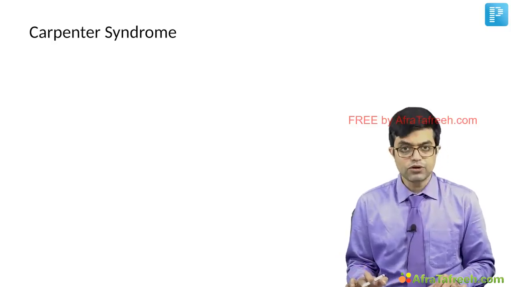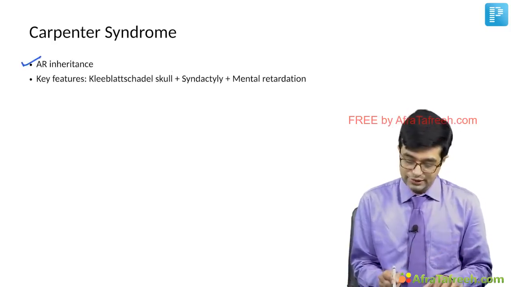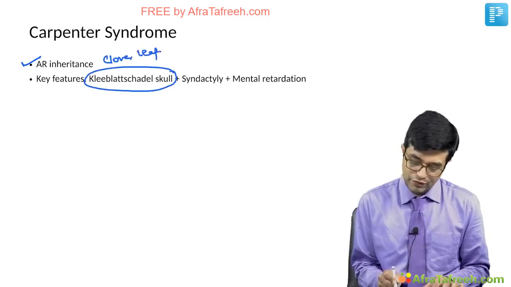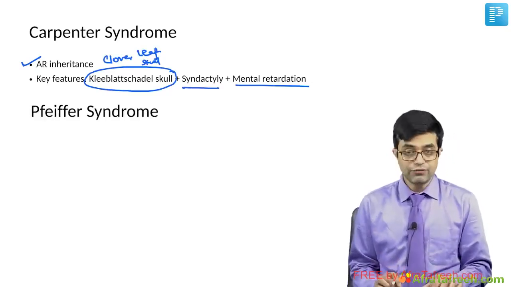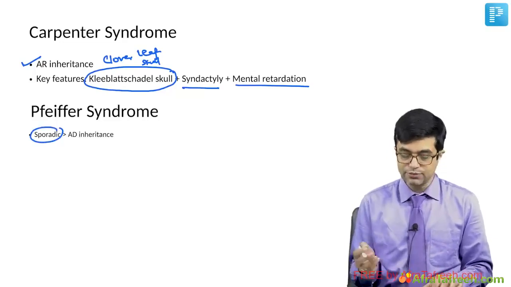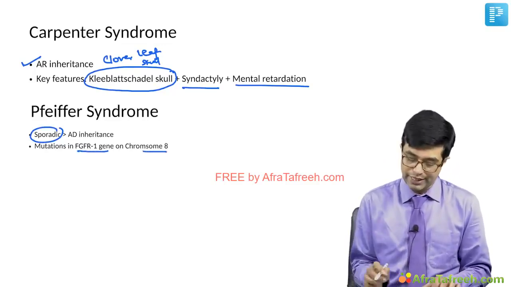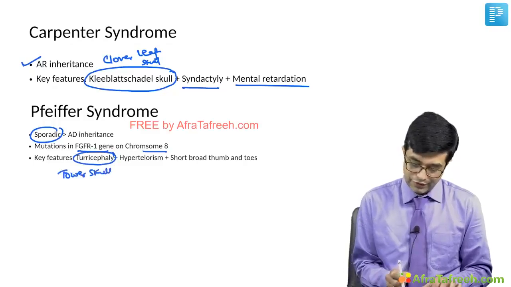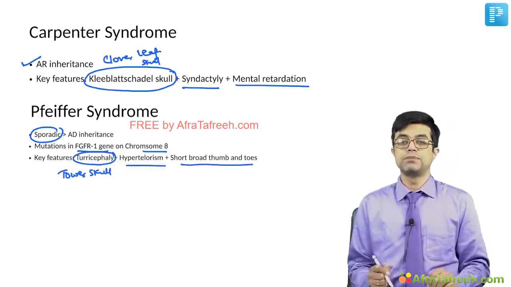Now moving over to the other syndromes, we'll only do the relevant points. Carpenter syndrome is the next one. It shows autosomal recessive inheritance, and the key features are three. There is clover leaf skull, that is Kleeblattschadel deformity. So they have a clover leaf skull, along with syndactyly, along with mental retardation. Then you have Pfeiffer syndrome, in which sporadic inheritance is more common than autosomal dominant inheritance. They show mutations in FGFR1 gene present on chromosome 8, and the key features include turricephaly, that is tower-like skull, along with hypertelorism, increased gap between the medial canthi of two eyes, and short, broad thumbs and toes.